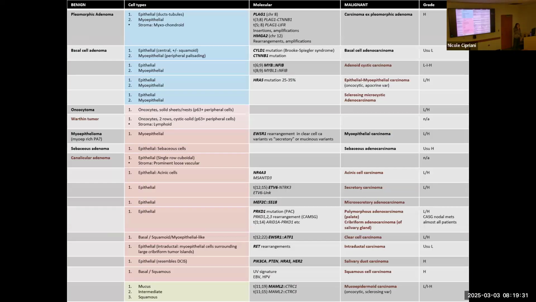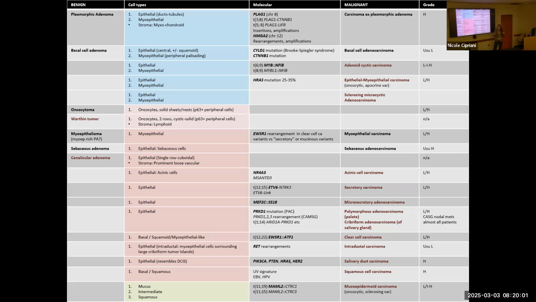This is everything tumor-wise. So for those of you who like charts, it's here for you. On the left, what's the benign tumor? On the right, is there a malignant counterpart, right? So some benign tumors have malignant counterparts, some do not, and some malignancies have no benign counterparts. So I like to think of it in that way because these are all the things that are going to go through your head.